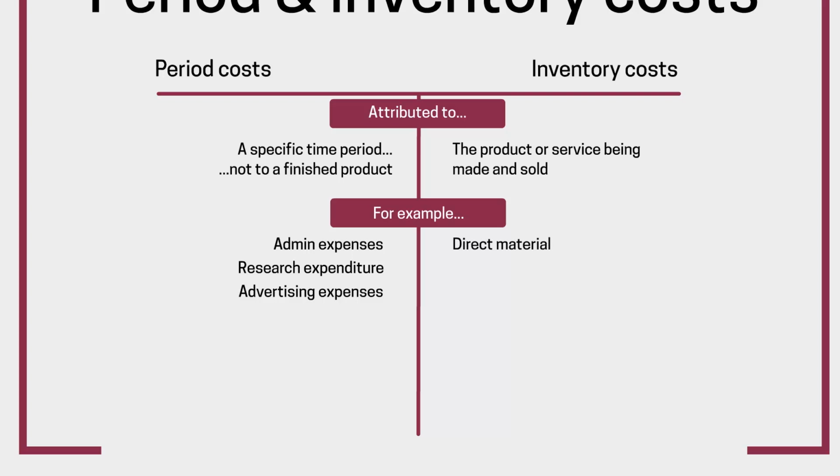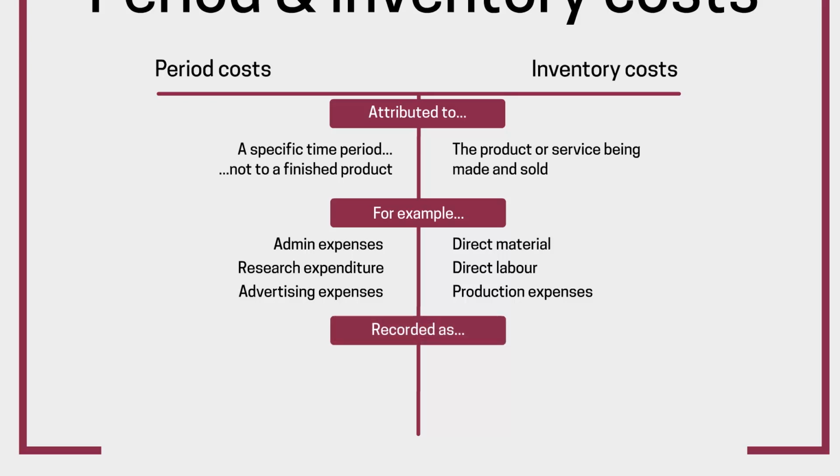Whereas inventory costs would be your direct material, your direct labor, and your other production expenses. The main difference here is how they are treated, how they are accounted for and recorded in your balance sheet and your statement of profit and loss. So a period cost is an expense on the income statement. The sum of all your period costs is an expense on your income statement, and it's written off of your profit in the period it has been incurred.